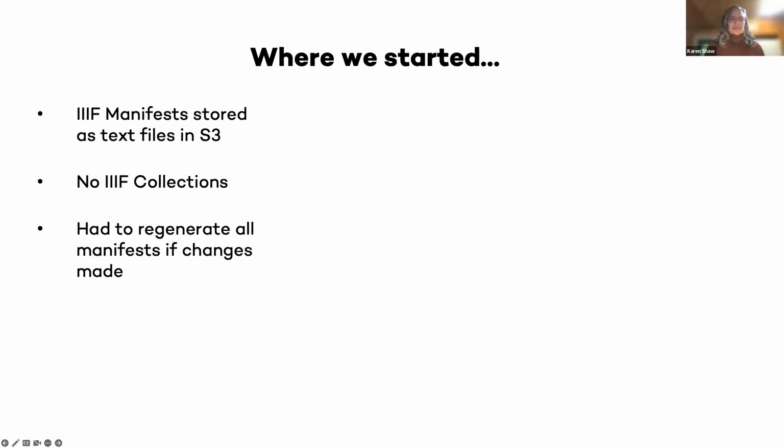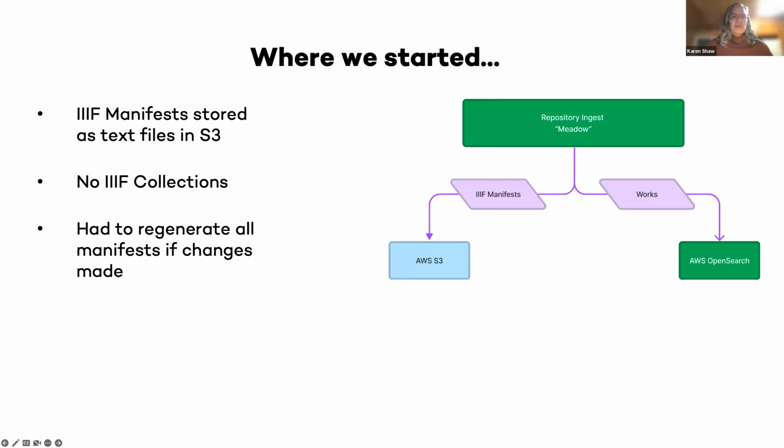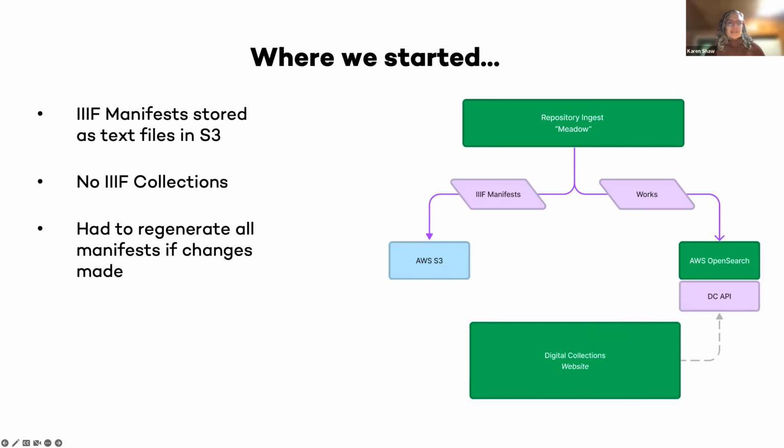Prior to this year, we stored IIIF manifests as static files in S3. Our ingest website, Meadow, which is a custom Elixir React application, currently does two things when works are ingested or updated. It indexes them into AWS OpenSearch, and it writes the IIIF manifest file to an AWS S3 bucket. The OpenSearch endpoint sits behind a simple Lambda proxy, which performs authentication. And that proxy Lambda became known as our DC API for Digital Collections API.